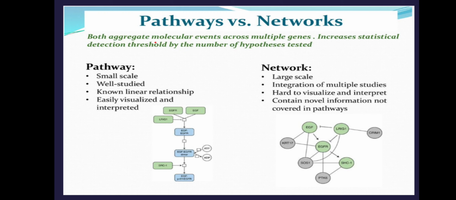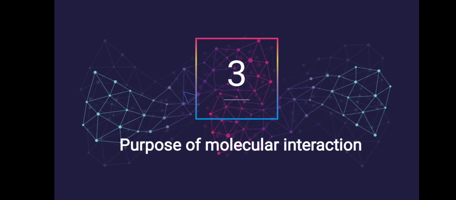تمام. أما النتورك بتبقى large scale complicated، بيحصل integration of multiple studies, hard to visualize and interpret, contain novel information not covered in the pathway. حاجة جديدة على النتورك ان هي فيها novel information ما بتبقاش متوضحة كويس في الباثوي. تمام. Number 3, purpose of molecular interaction.